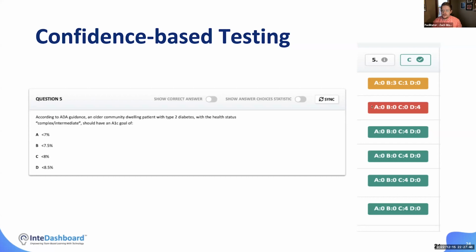You'll see this red option here. This is a student who put all their eggs or all their choices in one basket. They chose D. That is an incorrect answer. So this is an example of a student who has a misunderstanding. They thought that they were confident. They picked D. They were confident in the wrong answer. And then we see 4 students who successfully put all of their points in the right answer. So let me show you another example of what this could look like.